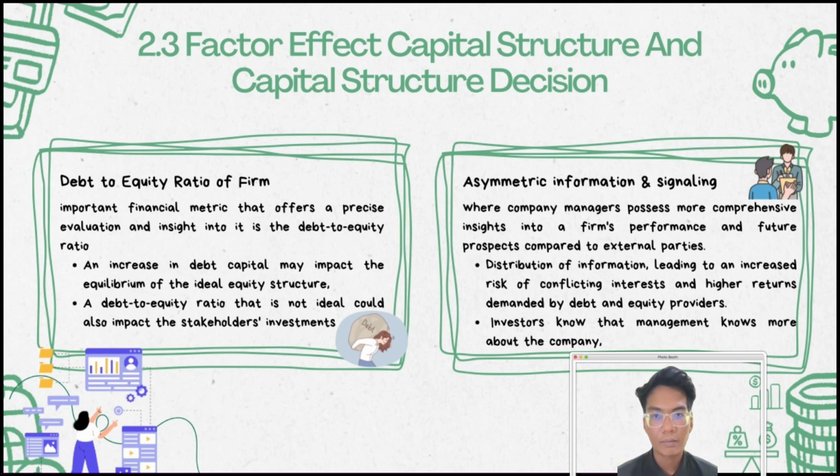Investors know that management knows more about the company, which is factored into capital raising decisions. Companies that rely on retained earnings avoid stock financing or debt issuance. If necessary, managers prioritize funding from internally generated cash, then debt, then equity, following the pecking order concept.